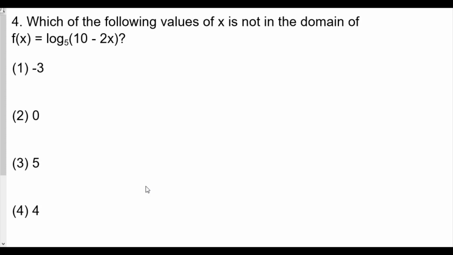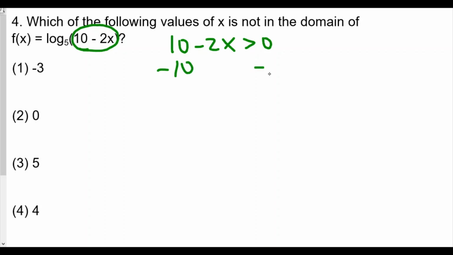Question number 4. Which of the following values of x is not in the domain of log base 5 of 10 minus 2x? So f of x equals log base 5 of 10 minus 2x. Non-domain, and we said before that our domain, this inside part, 10 minus 2x, has to be greater than 0. Whatever's inside the parenthesis has to be greater than 0. So we have to solve this inequality.